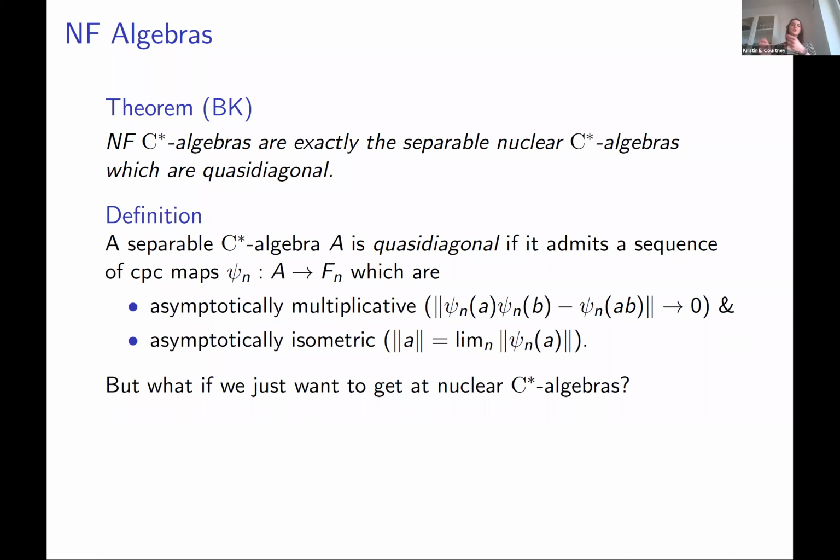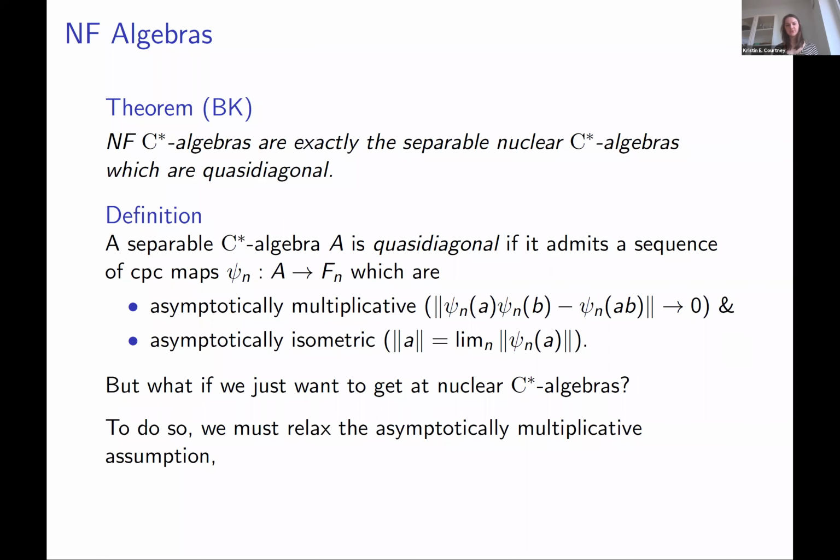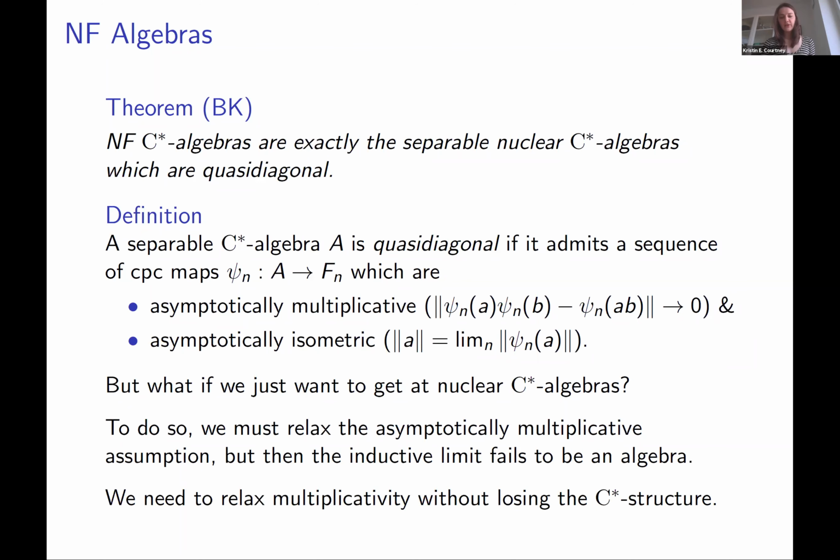Okay, so the question is, what if we just want to get at nuclear C-star algebras? To do so, we have to relax this asymptotically multiplicative assumption. This is really intimately tied in to these NF C-star algebras, but this asymptotically multiplicative assumption is also wrapped in quasi-diagonality. But the problem is, without asymptotic multiplicativity, the inductive limit fails to be an algebra. So we need to somehow relax multiplicativity without losing the C-star structure.